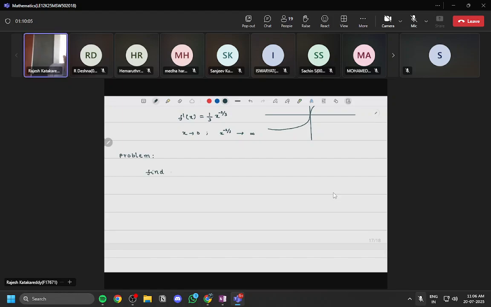Find the number of non-differentiable points for f of x is equals to, I don't know whether you have seen something like this.